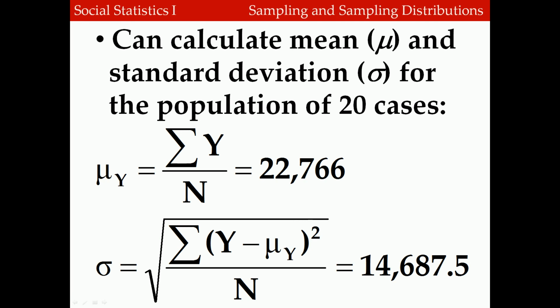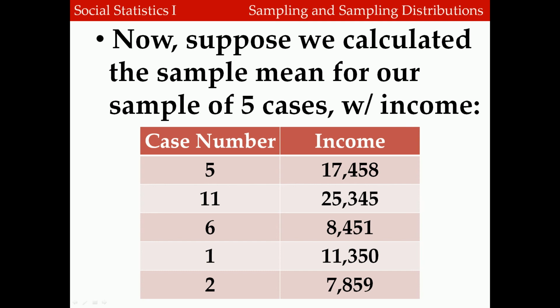Once we've got that value, we can calculate the standard deviation. You can see that it's calculated by taking each of the values of income for each individual, for one of the 20 cases, subtracting the population mean, mu sub y, squaring the difference, dividing by n, or 20, and then taking the square root. When we do the arithmetic, we get a standard deviation of 14,687.5.